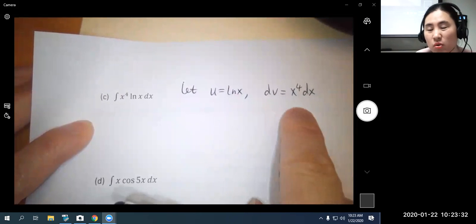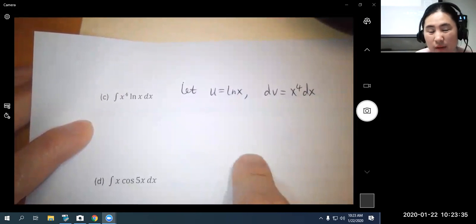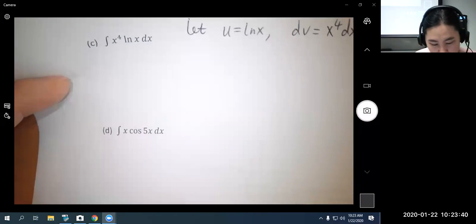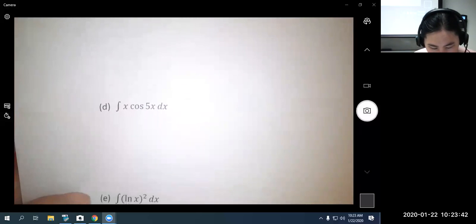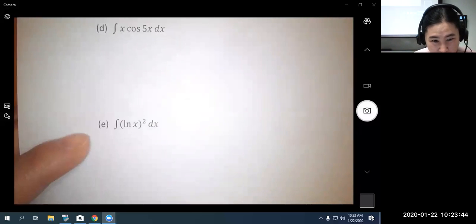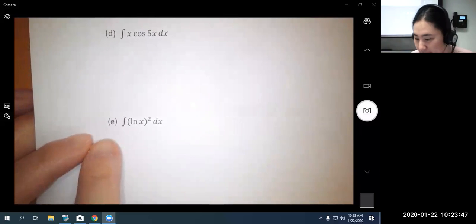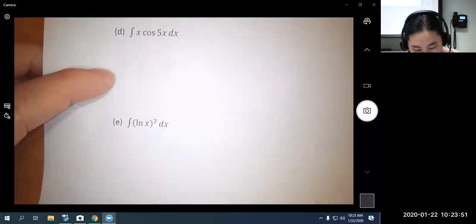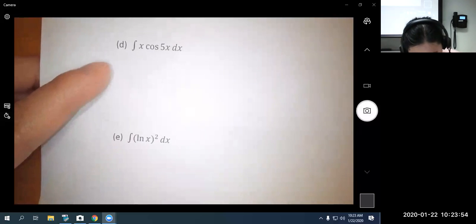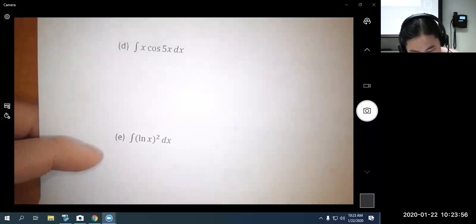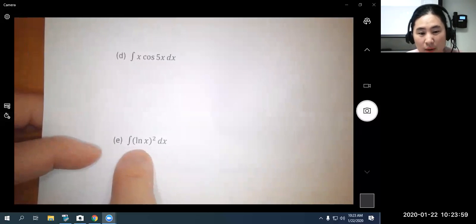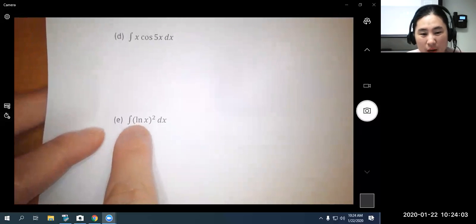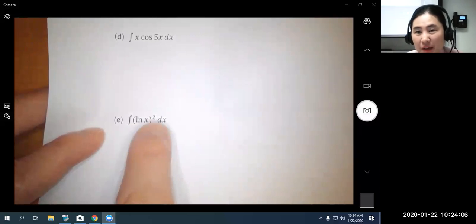So try this question later in group. This is something I want you guys to practice later. I'm going to lead you to do some questions. So question E, guys. We'll talk about D very soon, when we talk about the trig functions. But now we'll talk about everything involving ln x. E: the integral of (ln x) squared dx.